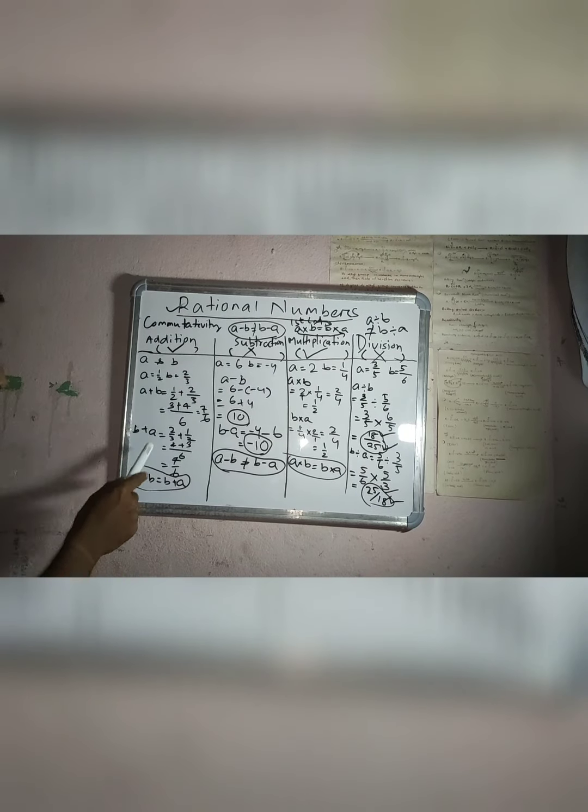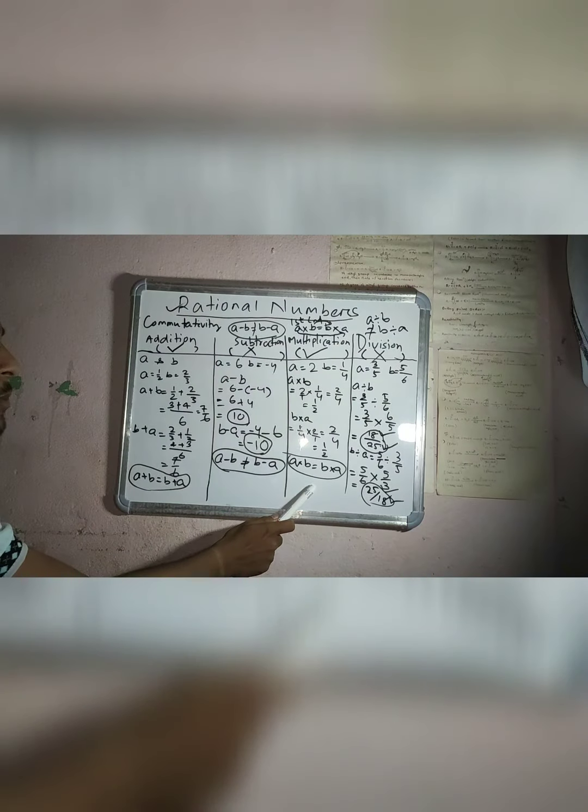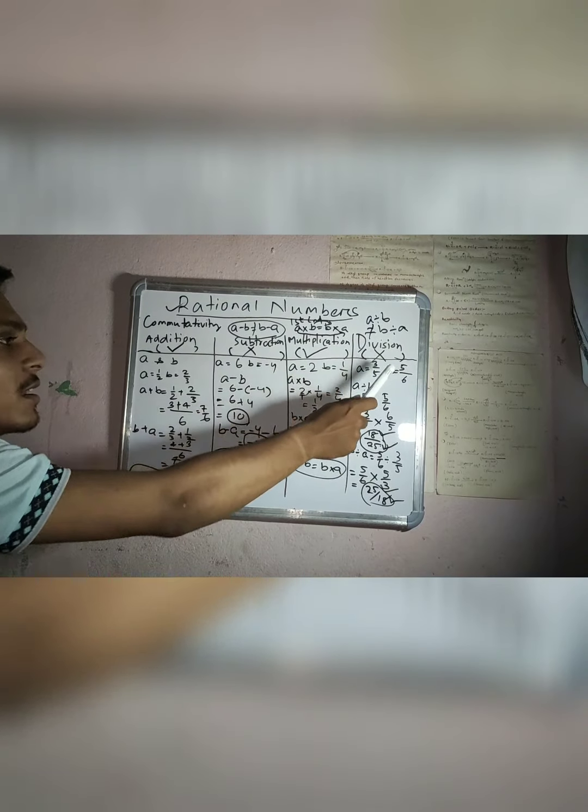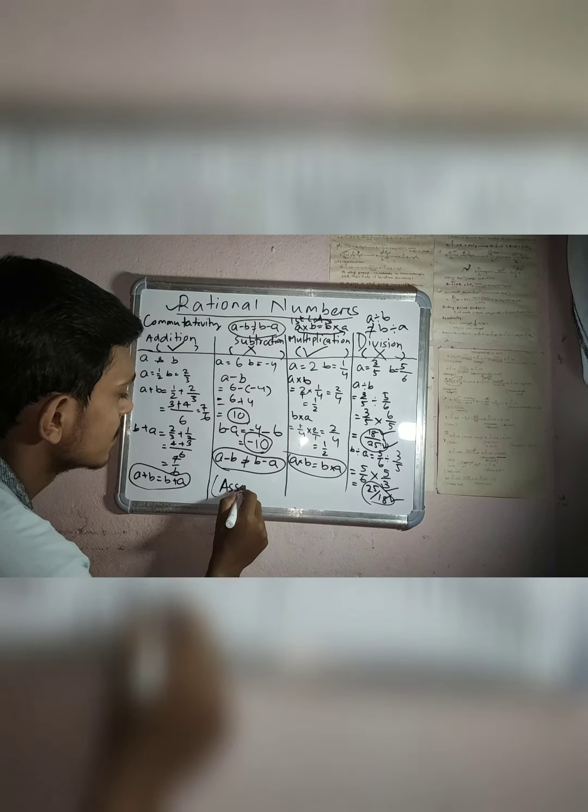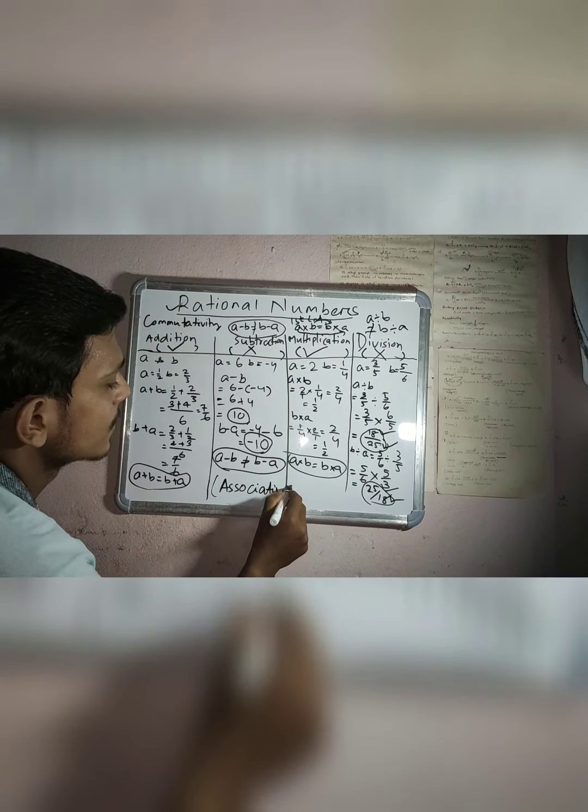Okay. So addition is commutative for rational numbers. Here we prove that addition is commutative for rational numbers. Subtraction is not commutative for rational numbers. Multiplication is commutative for rational numbers. And for division, the rational numbers are not commutative. Okay. In the next class, we will study the property of associativity. Okay.